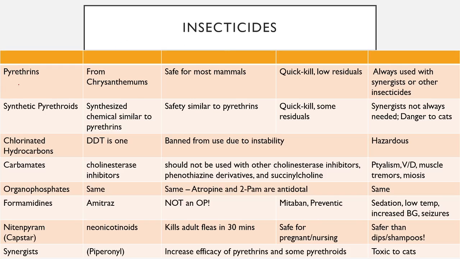Some other insecticides, these are active ingredients. Okay. Pyrethrins are from chrysanthemums. They're safe for most mammals. They have a quick kill and low residuals. They're always used with synergists with other insecticides. Okay. Synthetic pyrethroids are synthesized chemicals that are similar to pyrethrins. They're pyrethrin-like. So they have the same things, but they are dangerous for cats. We don't always need a synergist as well when we're using these pyrethroids.